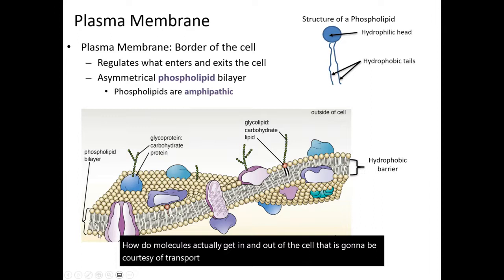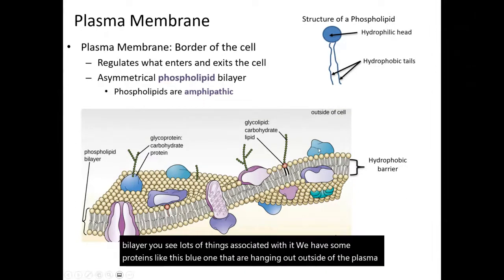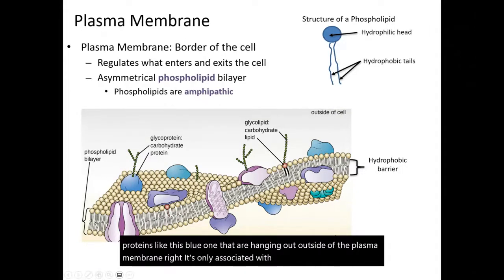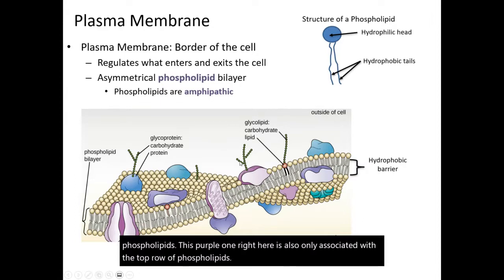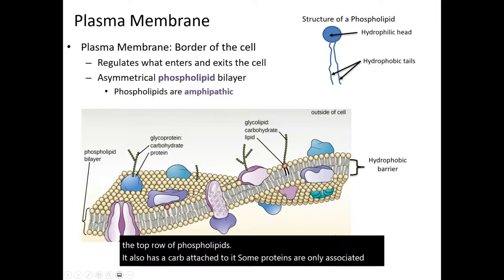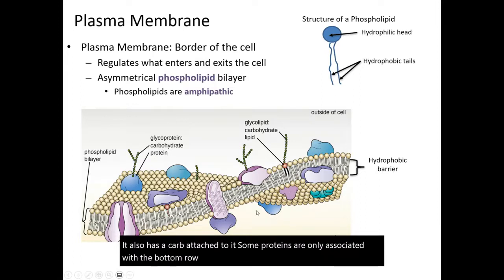If you look at this phospholipid bilayer, you see lots of things associated with it. We have some proteins like this blue one that are hanging out outside of the plasma membrane, right? It's only associated with this top layer of phospholipids. This purple one right here is also only associated with the top row of phospholipids, but it also has a carb attached to it.